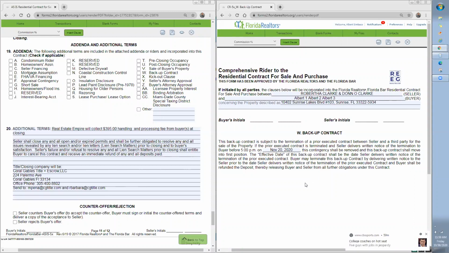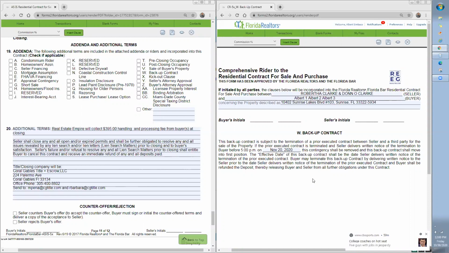If by November 20th they have not sent notification that the first offer has been canceled, then at that point this offer is no longer in the backup role.